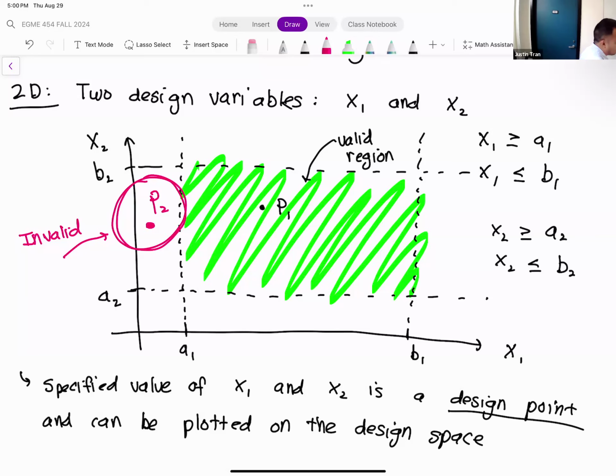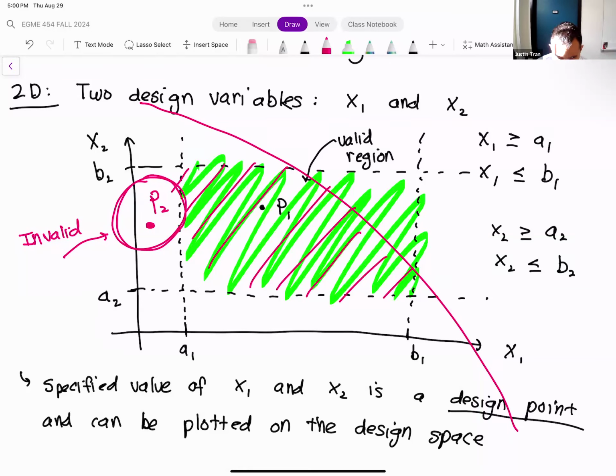So here we have a simple rectangle, but it's also possible to have multiple variables in a constraint. So maybe our constraint region is something like this, right? And in more complicated cases, being able to visualize the constraint or the valid region is something that's really valuable.